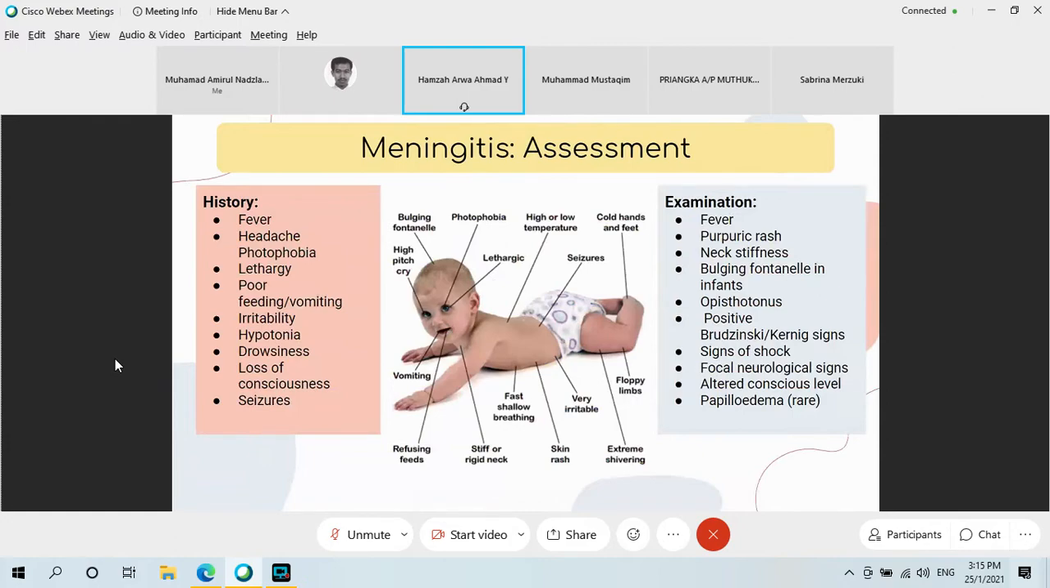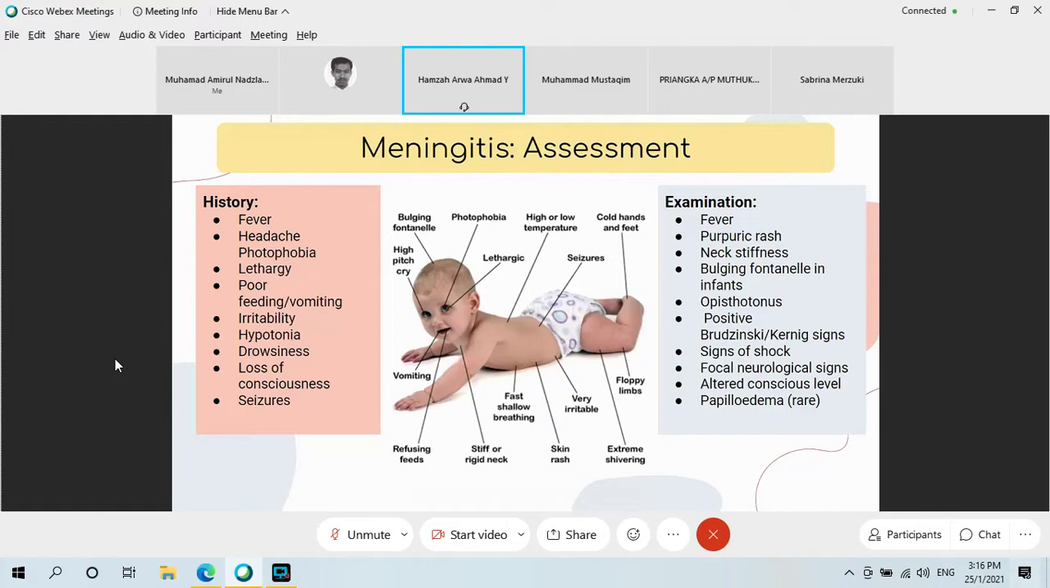Okay, how do we assess the baby or the child when he has meningitis? First we take a history. You will take a history from the mother that the baby has fever, tends to cry, and also has headache, photophobia, lethargy, poor feeding, vomiting, irritability, hypotonia, drowsiness, loss of consciousness. It is very important before the lumbar puncture procedure to know whether it is contraindicated or not. Also ask if the baby has had any recent seizure in very severe cases.